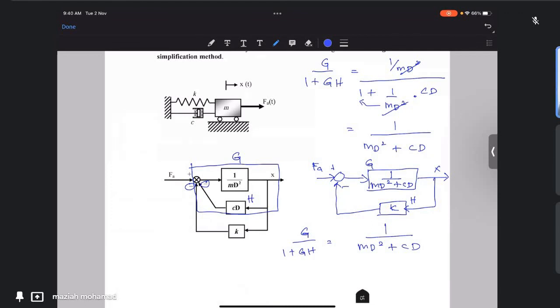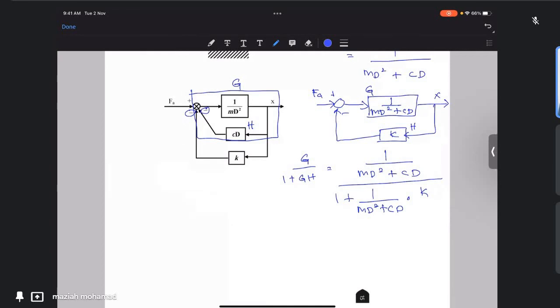Alright, so we consider G is 1 over md square plus CD. So there is G, 1 over md square plus CD. The denominator will become 1 plus 1 over md square plus CD multiplied with K. Similarly, we're going to multiply it here, therefore we can cancel that term. So the final will become 1 over md square plus CD plus K.